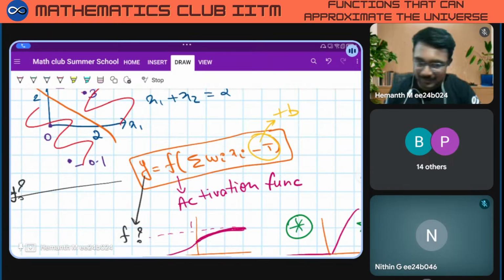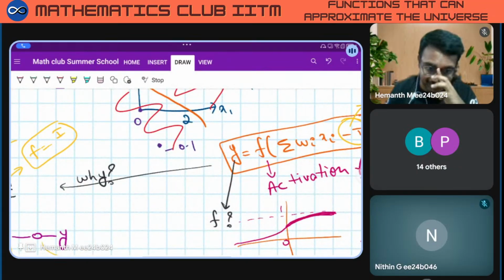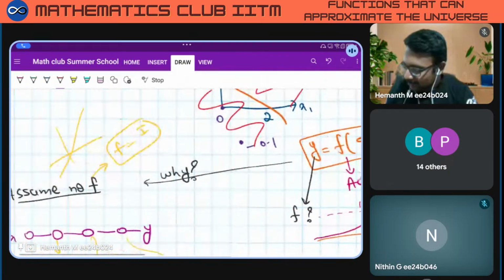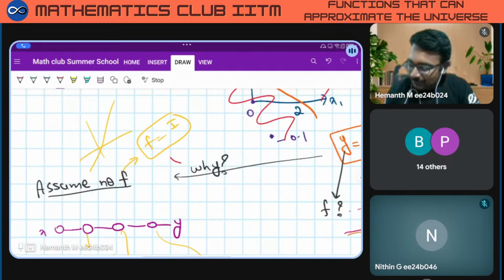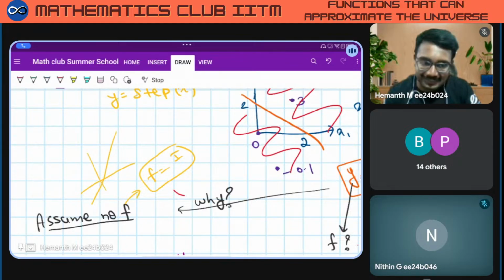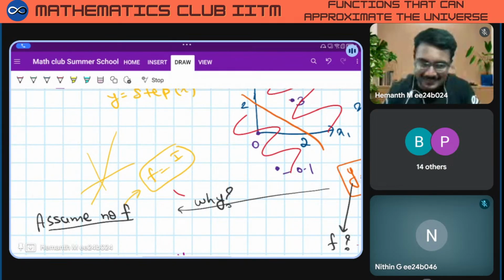So this function over here, which is the continuous analog of what we discussed earlier, is known as an activation function. Two questions come to our mind: why do we need an activation function, and which activation function do we even choose? To answer that, let's assume what will happen if there's no activation function. This is logically equivalent to saying that the activation function is the identity function, meaning it is just y equals x.